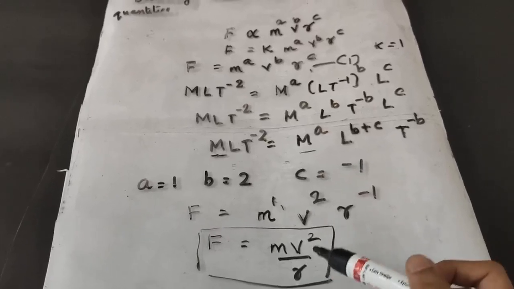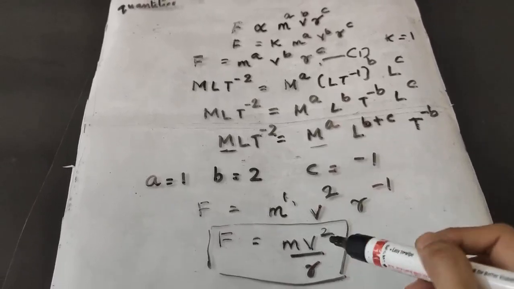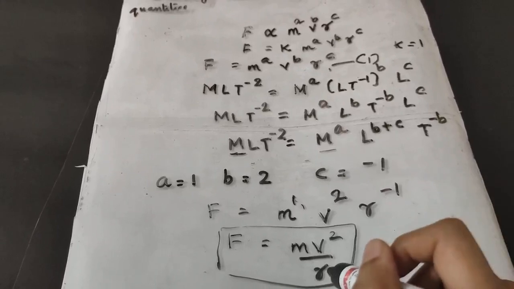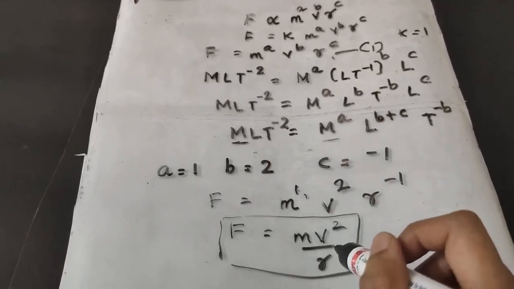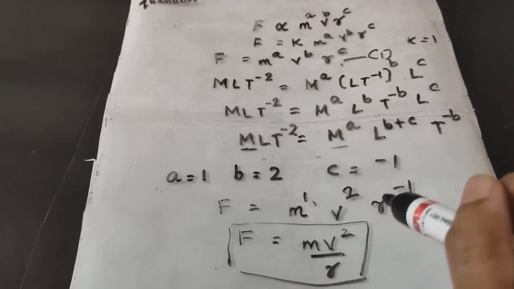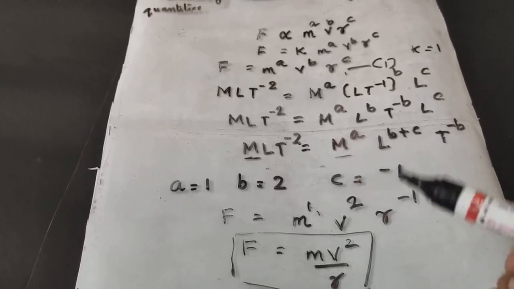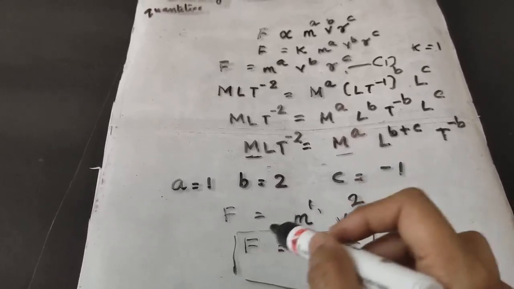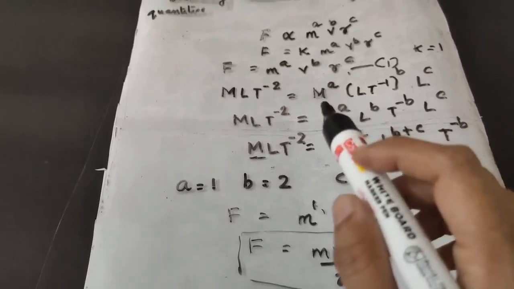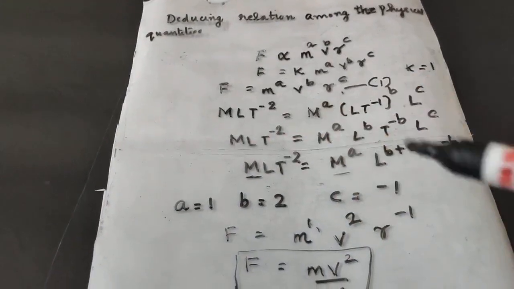Actually, we are not sure about this relation, but we found it by using the homogeneity principle. In order to find the relationship, we must know the factors on which that quantity depends. If you know that, then any relationship can be calculated. This is how we calculate the relation among different physical quantities.